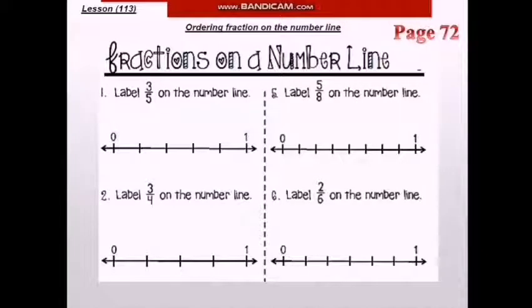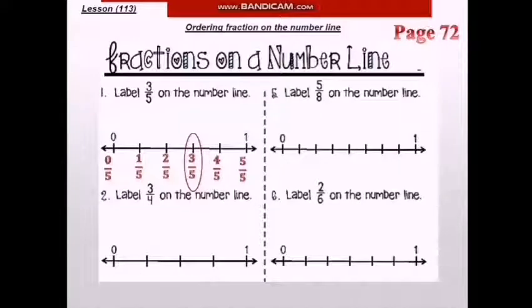Here, in number 1, I want to label 3/5 on the number line. This number line is divided into 5 parts. It starts from 0 and ends with 1. Now I will write the fractions. The first fraction will be 0/5, which equals 0, then 1/5, 2/5, 3/5, 4/5, and the last one, 5/5, which equals 1. Here he wants 3/5. 3/5 is here, so we will make a circle on it.